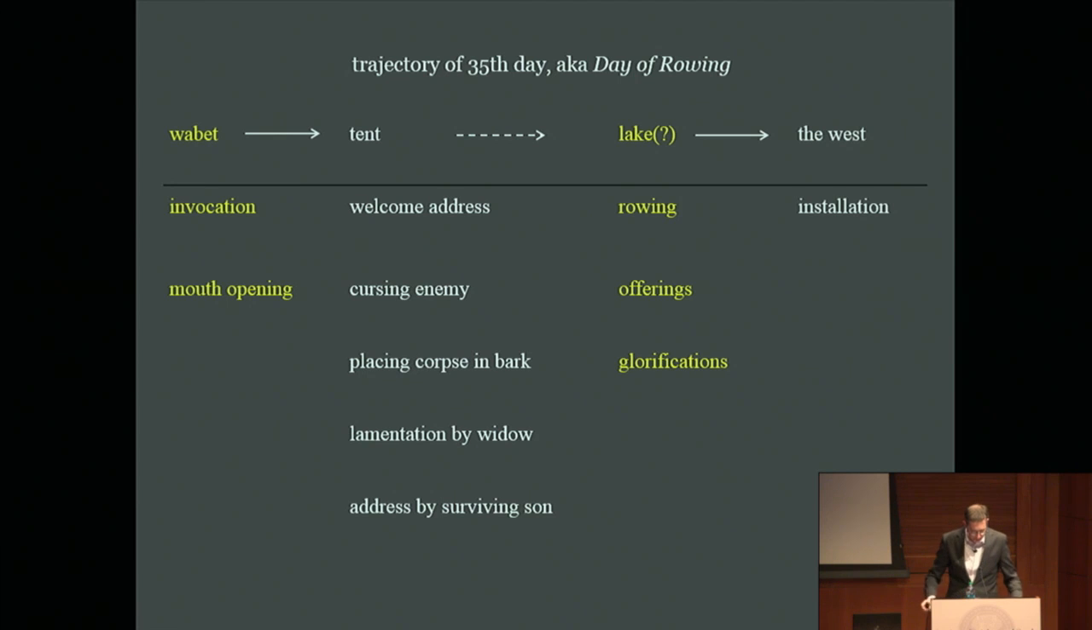So this means that the corpse, which, remember, by day 35 has been eviscerated and desiccated, is transported from the wabet via a short stop at a tent and a lake to a location called the West, where the corpse will be anointed and bandaged into a mummy. At each location, a set of rituals are performed and incantations are recited. And I've listed them here below the respective locations.